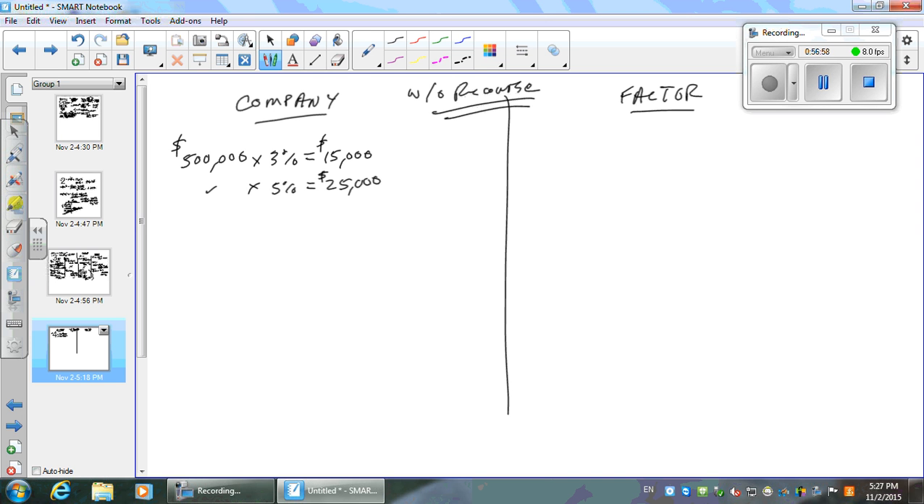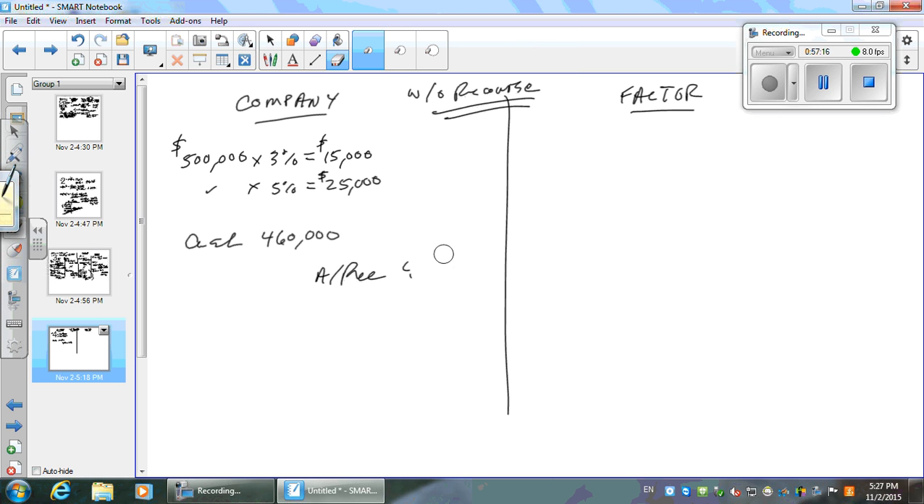So what would the first entry be? What do they show there? We debit cash because they're sending it to us. How much are they going to give us? 460. And we're going to credit accounts receivable because we sold them. Credit the receivable if you don't have it anymore. Whoops, 500,000. So from the whole 500, right?